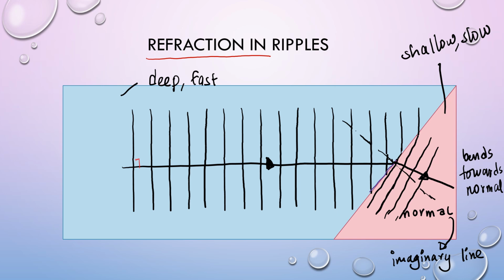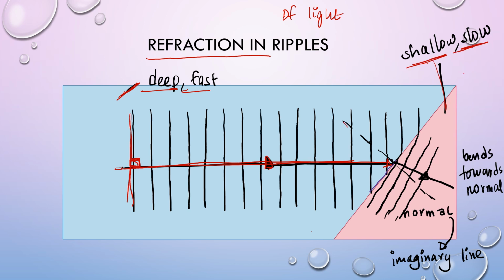Then we have refraction in ripples. Know that this is not sound, sorry. This is in a water tank, and we'll be looking at refraction of light in a different video. So we have this thing going like this, and always remember this is going to be perpendicular to the direction of the wave. This is the direction of the wave. Now this is the deep and fast side, and inside is the shallow and slow side.